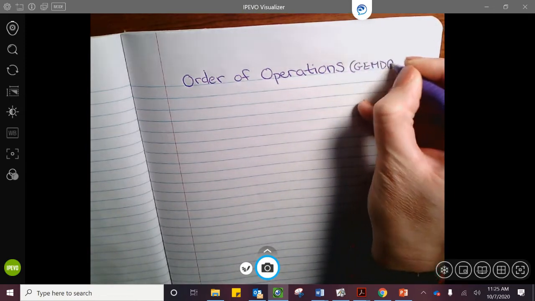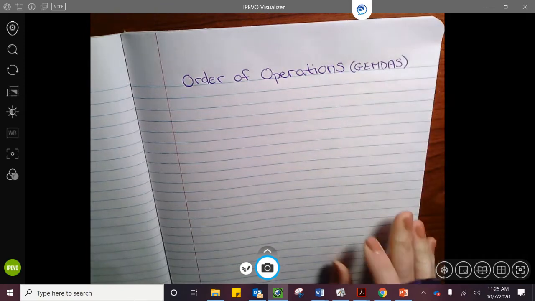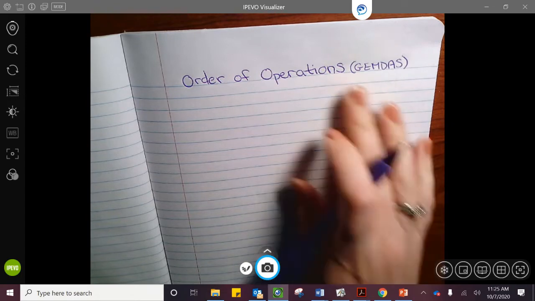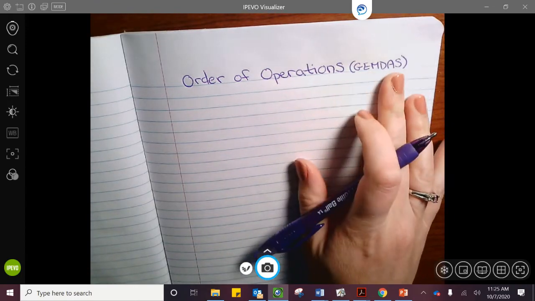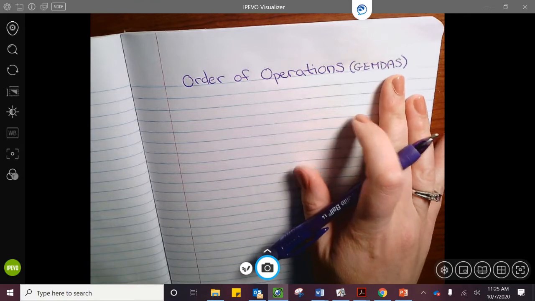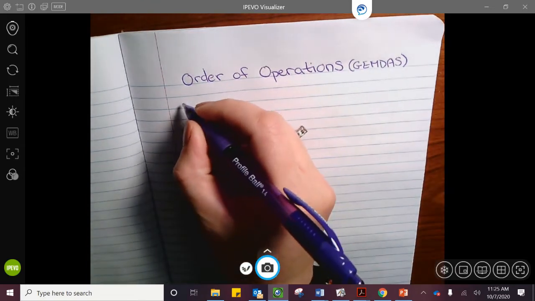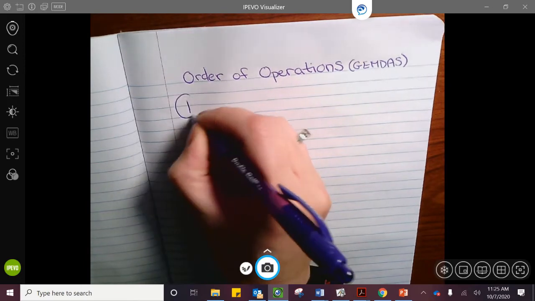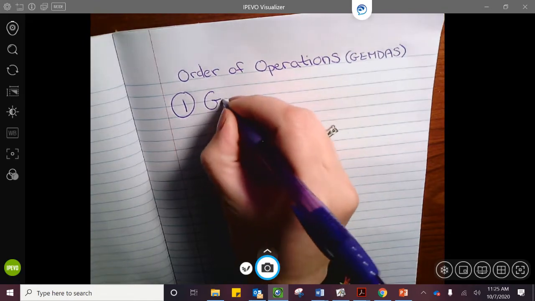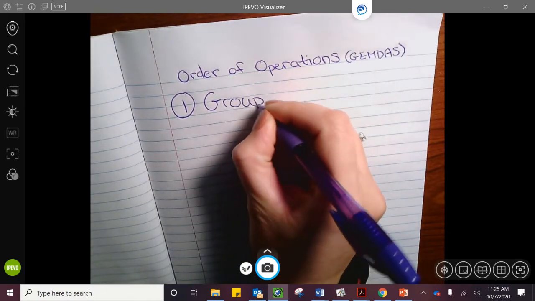I'll write this next to this on the title, but when we think about GEMDAS, we have to be careful. We're not necessarily going left to right the way that this appears up here. We're thinking in terms of 4 different steps. Our first step, and in 7th grade, instead of saying parentheses, we say grouping, and here's why. So I'm going to write grouping.